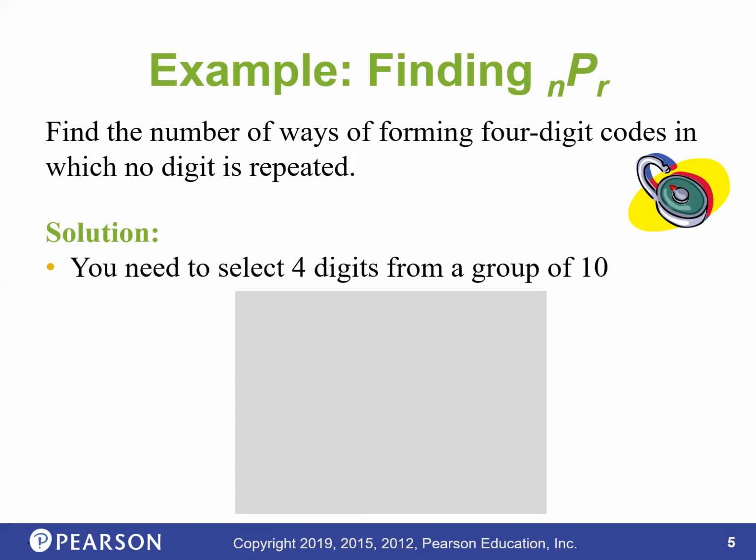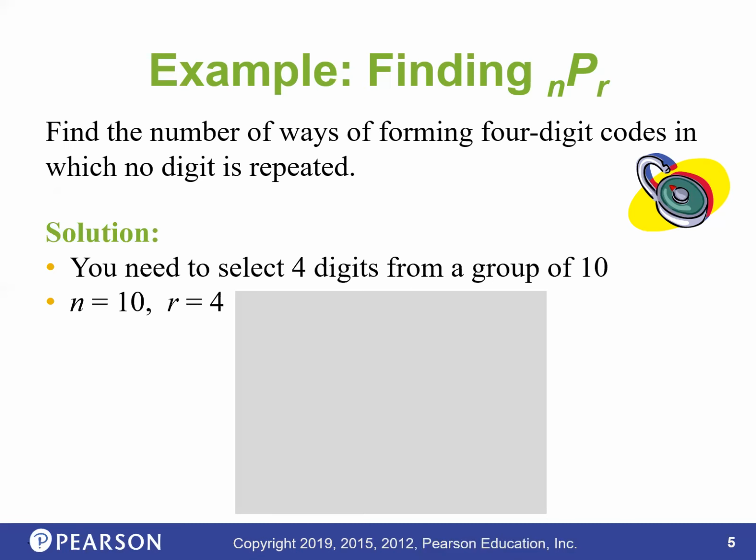So let's see what this means here. Does this mean I'm selecting 4 digits from a group of 10? I have 10 digits to choose from, 0 to 9. I'm going to pick 4 at a time, and I can't repeat them, right? So once one is picked, I have to choose another one. Here's how we do it. N is equal to 10. R is equal to 4.